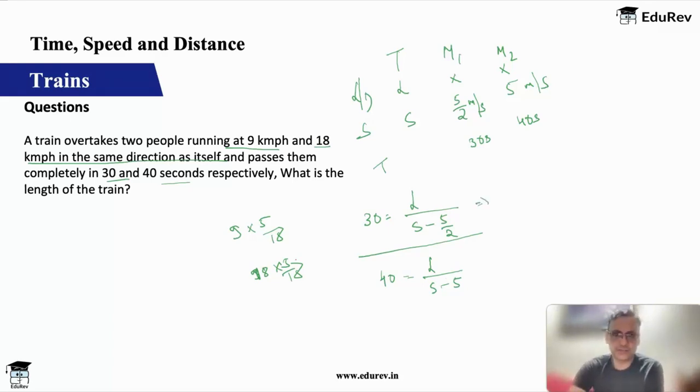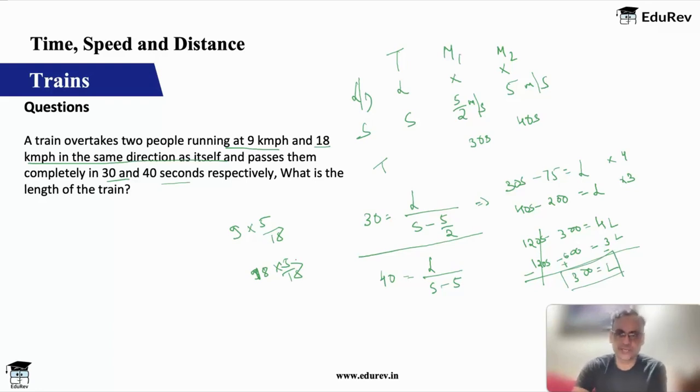So instead of that, let's cross multiply. So I get 30S minus 15 into 5, 75, is equal to L. And in the second case, 40S minus 40 into 5, 200, is equal to L. And then let's multiply the first one with 4 and the second one with 3 so that my S becomes same. So I have 120S minus 300 is equal to 4L, and 120S minus 600 is equal to 3L. Now I do minus, plus, minus. So this gets cancelled. 300 is equal to L. Okay, and the unit, because speed was in meters per second, length is in meters. So your answer is length of the train is 300 meters.